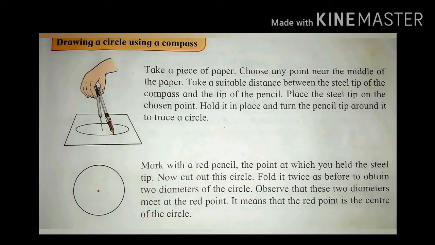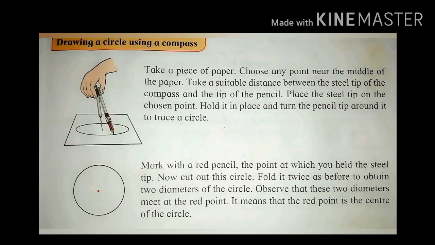Now you get a proper circle with the compass. Mark with the red pen the point at which you held the steel tip. Now cut out this circle, fold it twice as before to obtain two diameters of the circle. Observe that these two diameters meet at the red point. It means that the red point is the center of the circle.